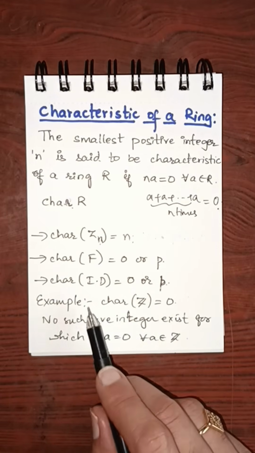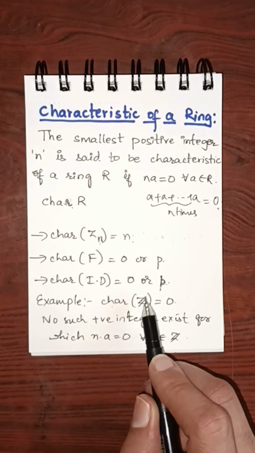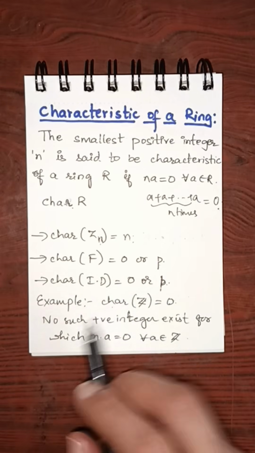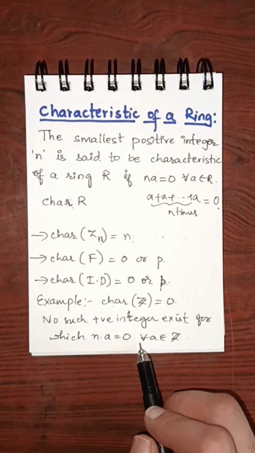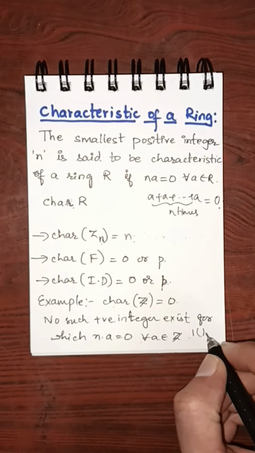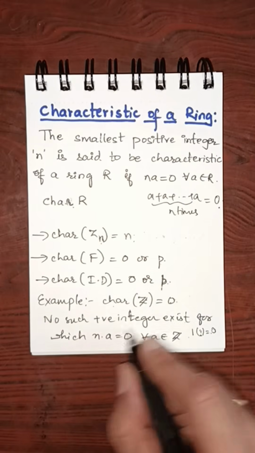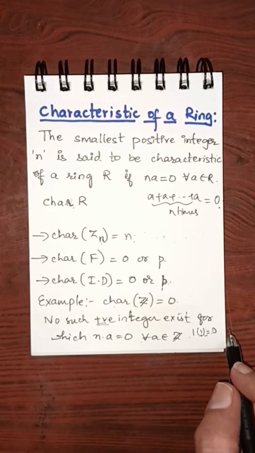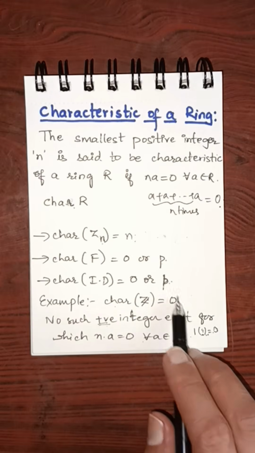See, for example, characteristic of Z. Z is an integral domain, the set of all integers. Its characteristic is 0 because no such positive integer exists for which n into a equals 0 for all a belonging to Z. So, if you consider 1 into some value, you should get 0. Which is that value? 1 into 0 only gives 0. But you won't get a positive integer. 1 into some positive integer, you will never get it as 0. Therefore, you can't find any such positive integer. Hence, its characteristic is taken as 0.